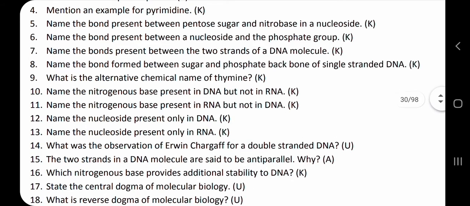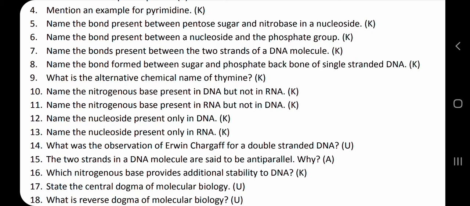Next, 10th question. Name the nitrogenous base present in DNA but not in RNA. As I said previously, there are some differences between RNA and DNA. One among them is the nitrogen base: in the case of DNA there will be the presence of thymine, and that thymine is not present in RNA.